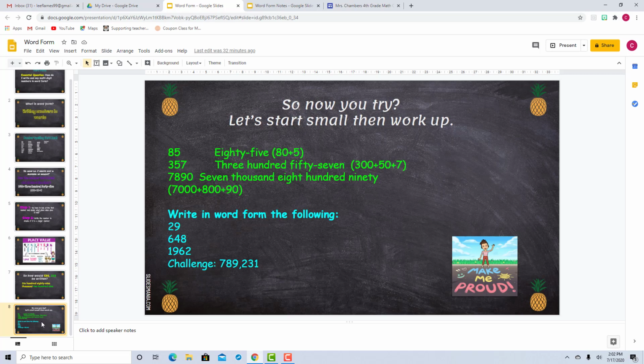Now it's your turn. You're going to be writing in word form using these 3 numbers. They're written in standard form. I need you to do word form. If you want to use your word bank, I strongly encourage you to do that. Also, look at your place value chart to help you.